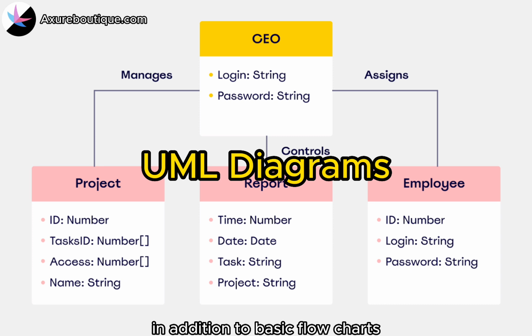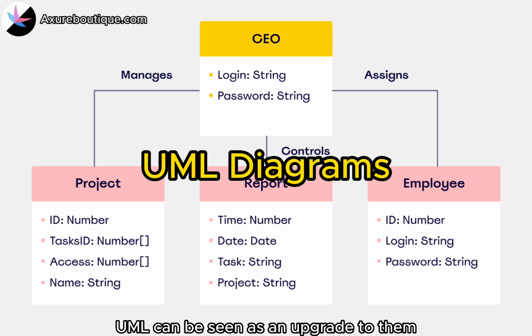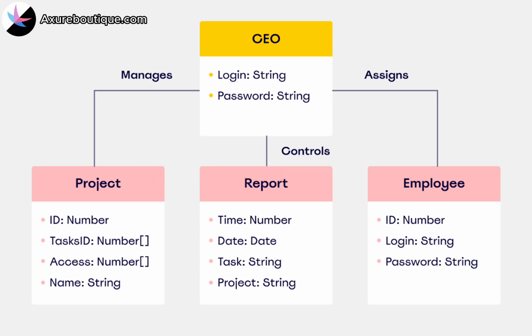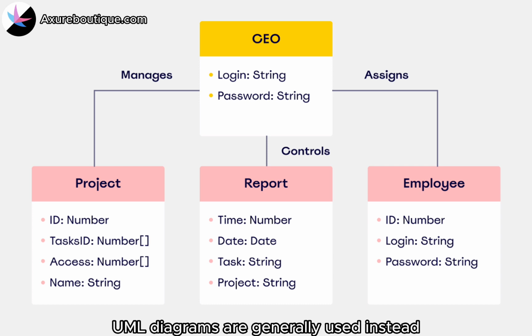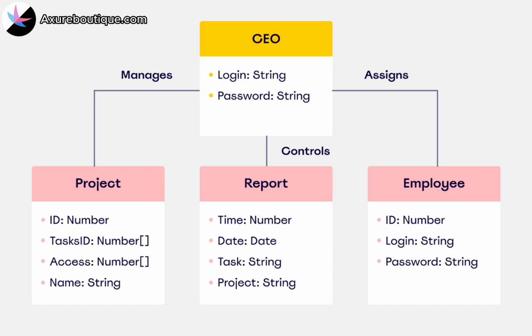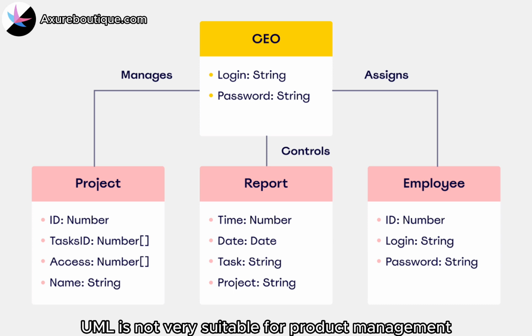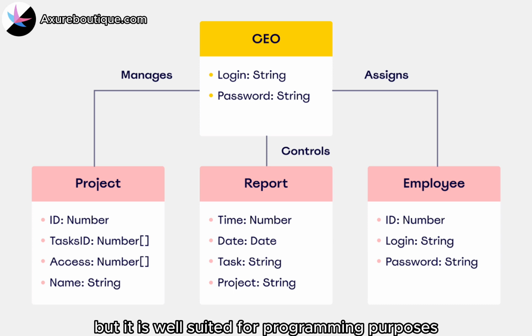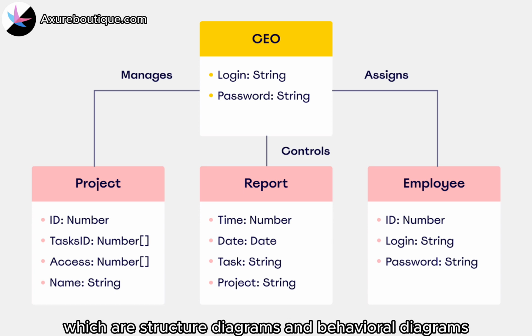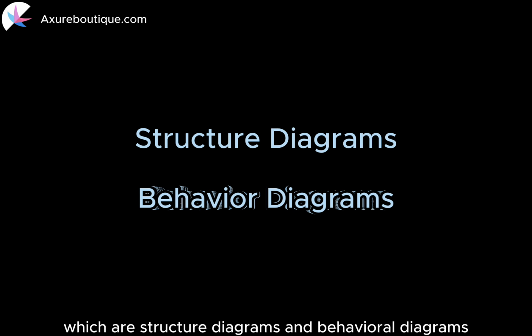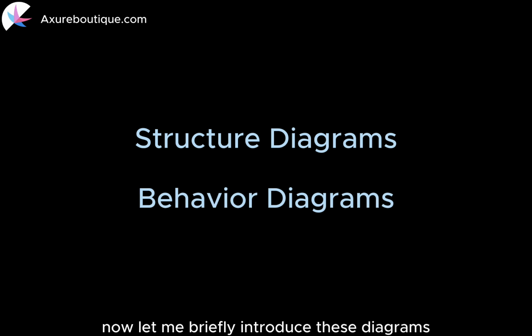In addition to basic flowcharts, UML can be seen as an upgrade to them. It is a graphical tool commonly used by programmers during coding. Since many programmers don't enjoy writing documentation, UML diagrams are generally used instead. UML is not very suitable for product management, but it is well suited for programming purposes. It has two main types, which are structure diagrams and behavioral diagrams. Now, let me briefly introduce these diagrams.